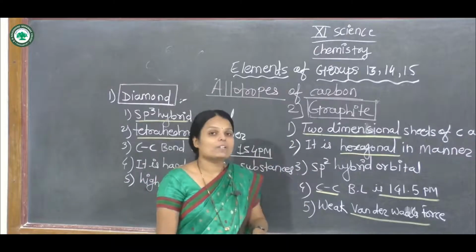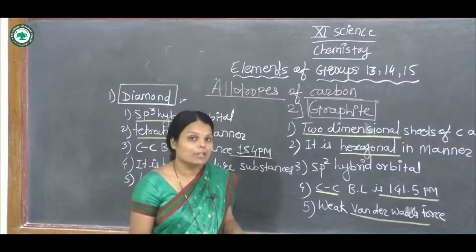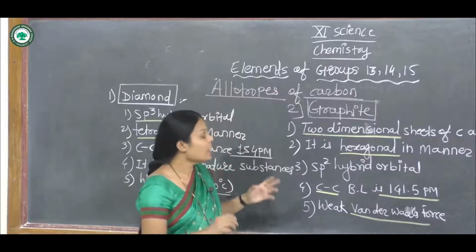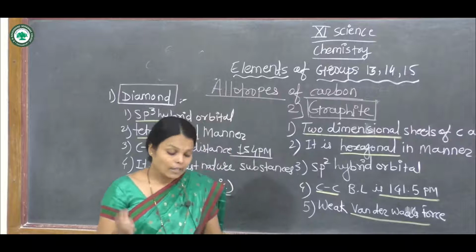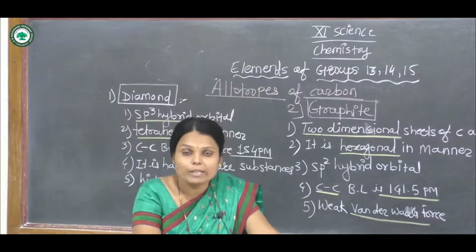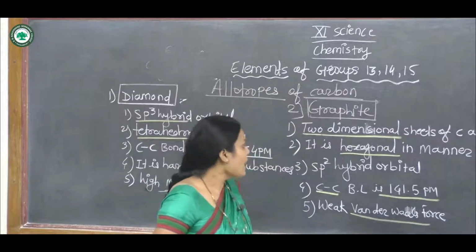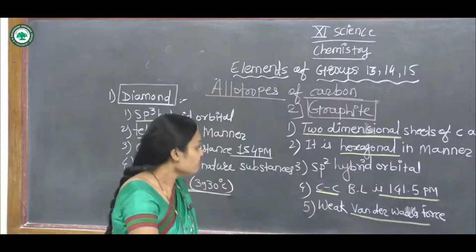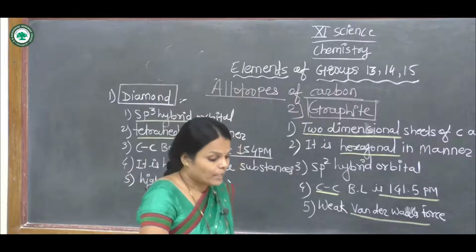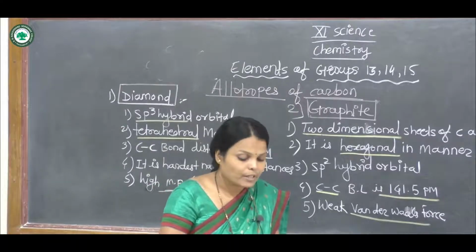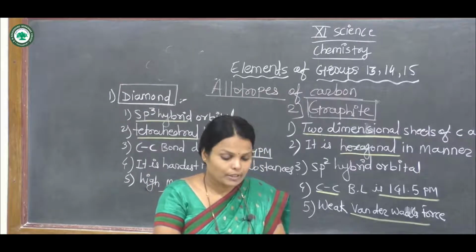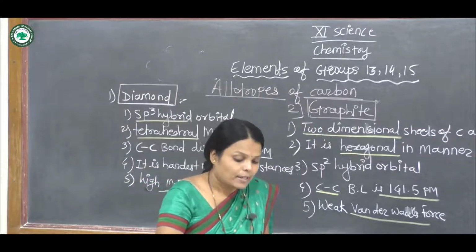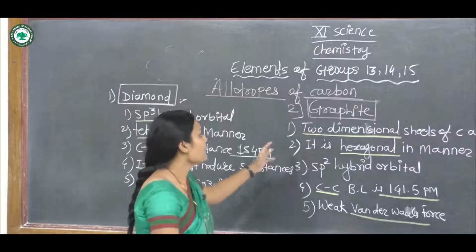So graphite is a two-dimensional carbon layer sheet: the first layer, and below it the second layer, also of carbon atoms. Its structure is hexagonal, sp2 hybrid orbitals are present, and the carbon-carbon bond length is 141.5 picometer. The van der Waals force is weak, and the interlayer distance is 335 picometer. This makes graphite soft and slippery. Now graphite is completed.